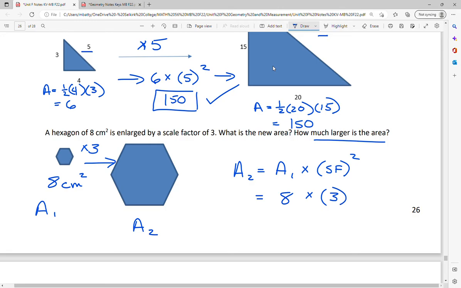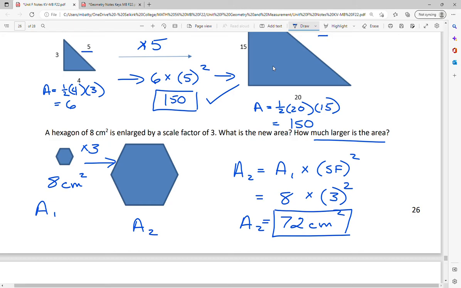This is in 2 dimensions because that's what we can calculate with area. So that should allow me to calculate 8 times 9, or 72 centimeters squared. My new area would be 72 centimeters squared.